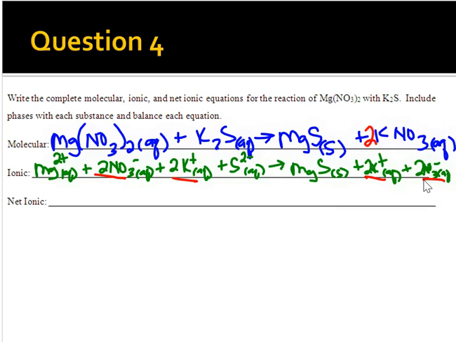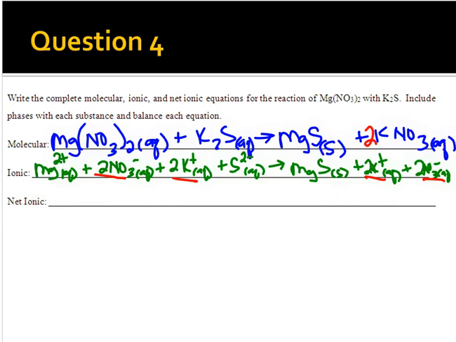If you wanted a really quick way to find out what the spectator ions were, remember, all you have to do is come up to the molecular equation and look at the product side. Anything that is aqueous still on the product side, those two ions are going to be spectator. So the net ionic equation removes those spectator ions. So the only difference between the ionic and the net ionic is we're just removing the spectator ions.